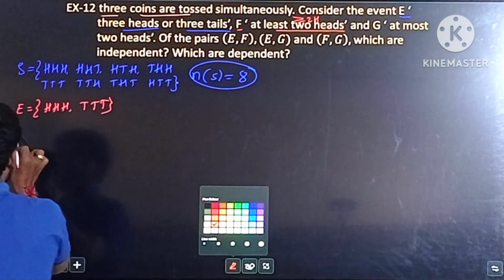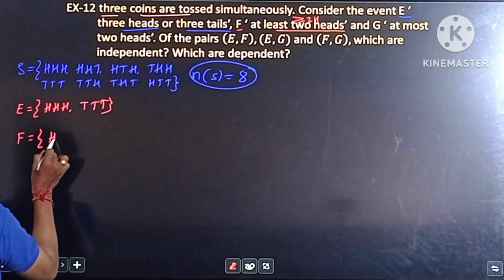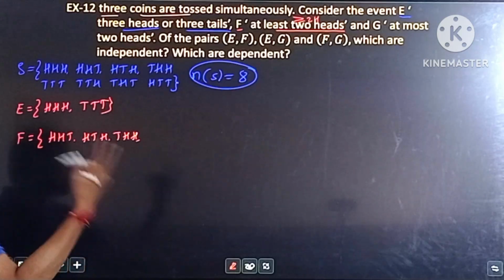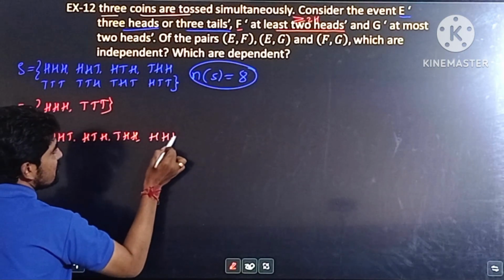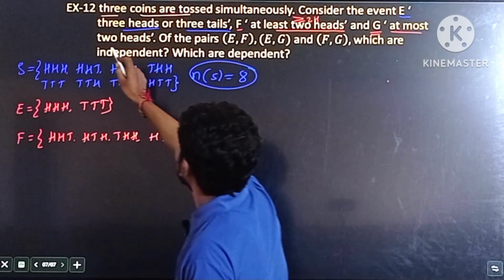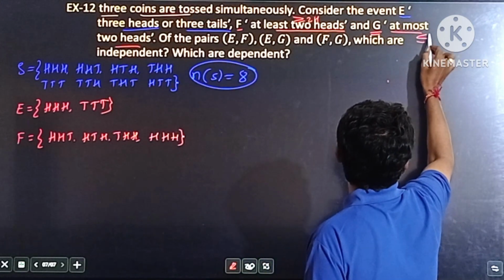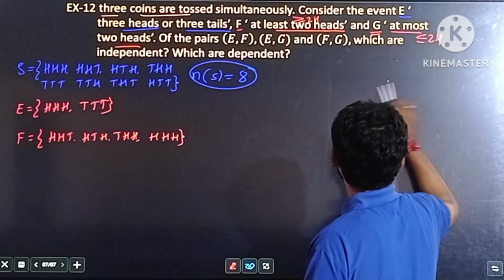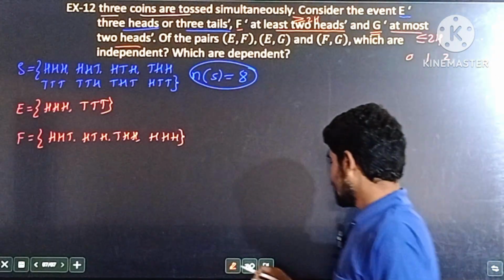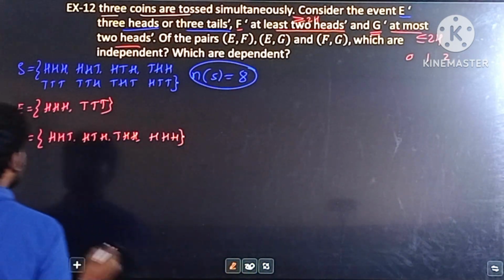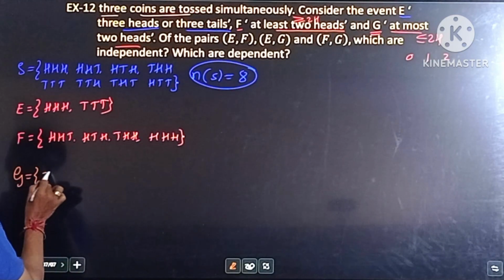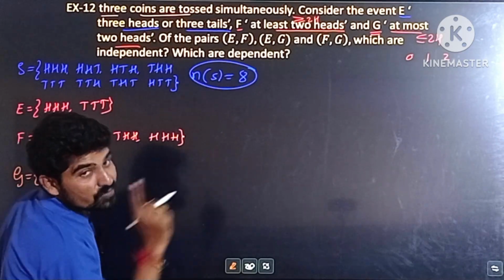So therefore, outcomes of the event F are, 2 heads means HHT, or HTH, or THH, or 3 heads, which means HHH. And now event G is given also. Event G is at most 2 heads. At most in the sense less than or equal to 2 heads. Less than or equal to 2 heads means either 0 heads or 1 head or 2 heads. So therefore, outcomes of the event G are firstly outcomes with 0 heads, that is tail, tail, tail. And outcomes with 1 head.